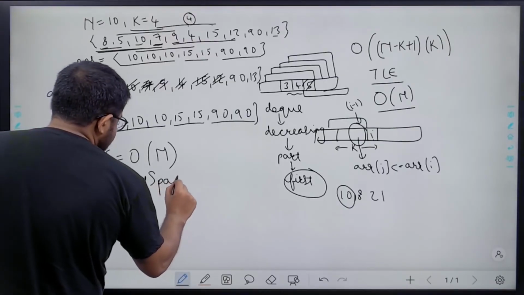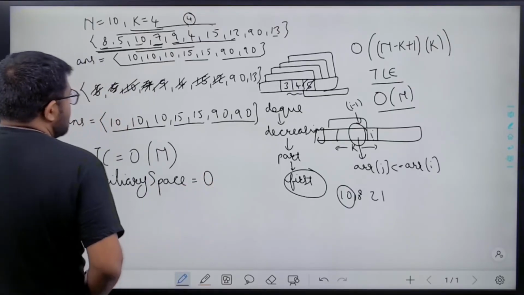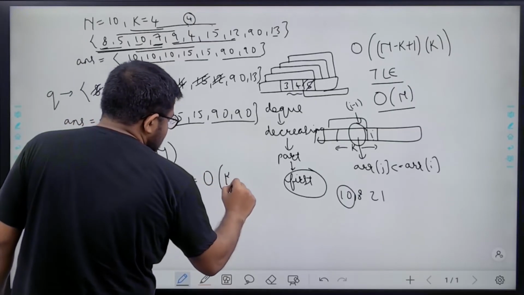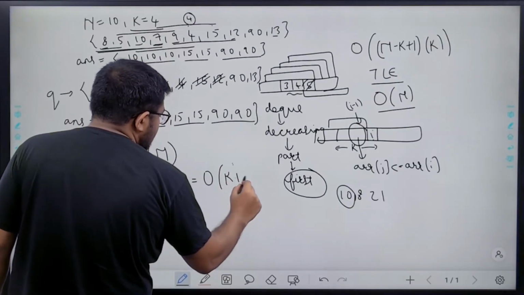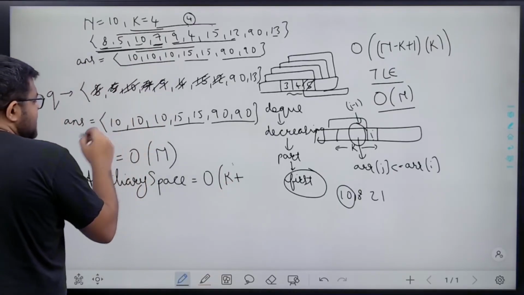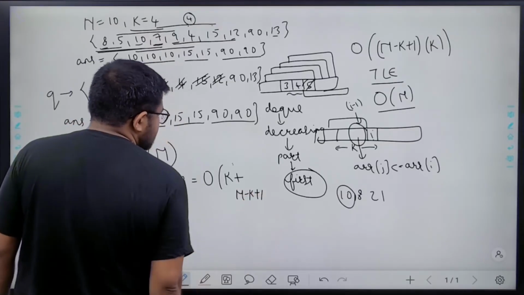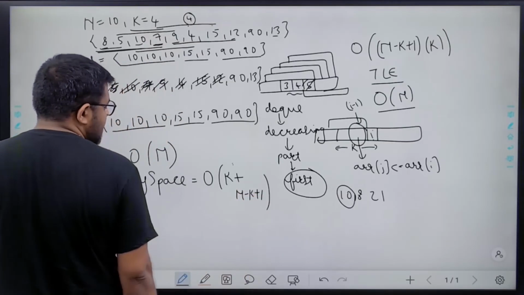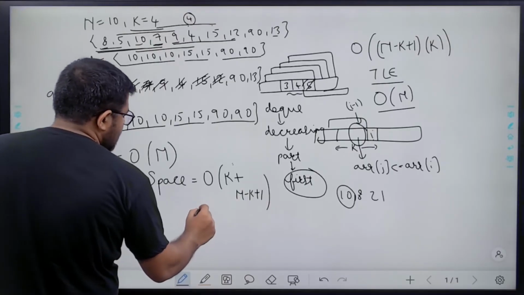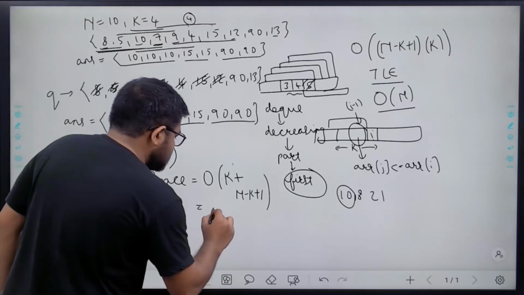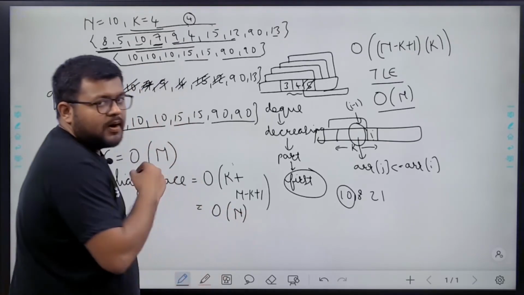The auxiliary space will be, basically the queue will contain at max k elements at a time, so that will be big O of k for it, but my answer array will contain n minus k plus 1 elements, because there are these many subarrays of size k. Expected space complexity is said to be big O of k, but it's better to say big O of n because this will give an upper bound, right?